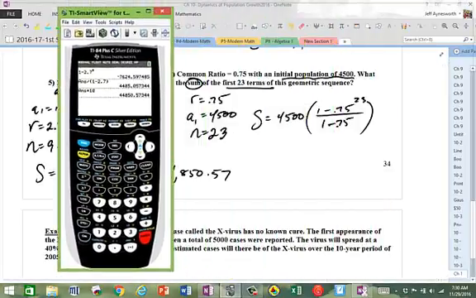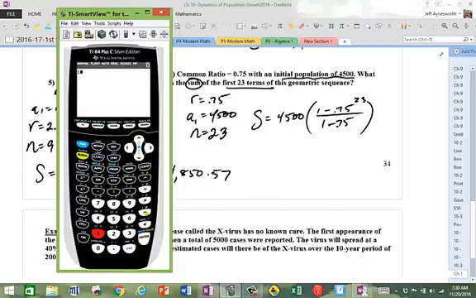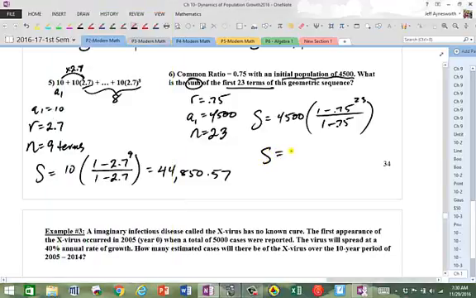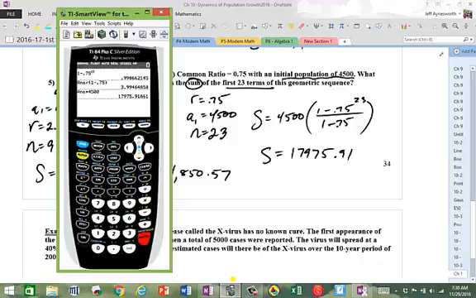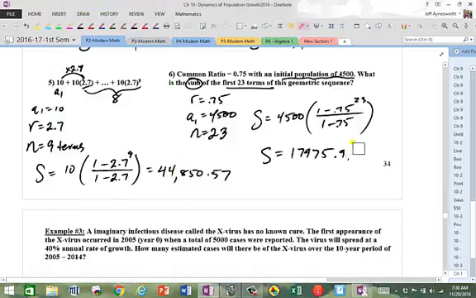All right, let's see what we get. All right, so let's go 1 minus 0.75 to the 23rd power. Press enter. Divided by quantity 1 minus 0.75. That gives us 3.99, and then we got to multiply by 4,500, so times 4,500. And you get about 17,975.91. Let me check that. All right, looking at 0.92. Okay, so rounded to the nearest hundredth.